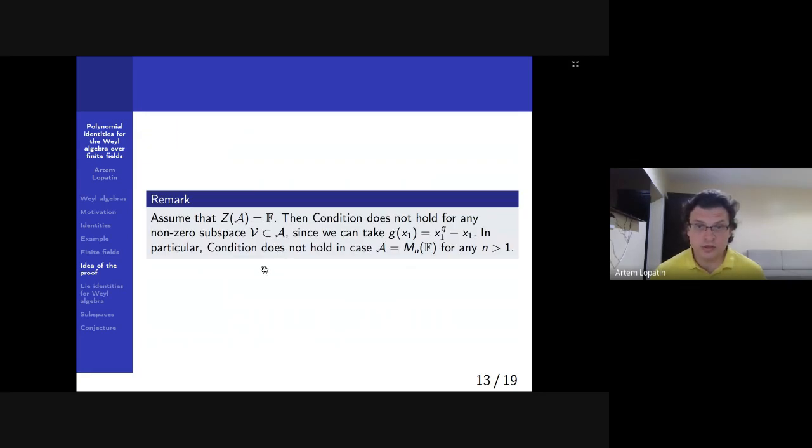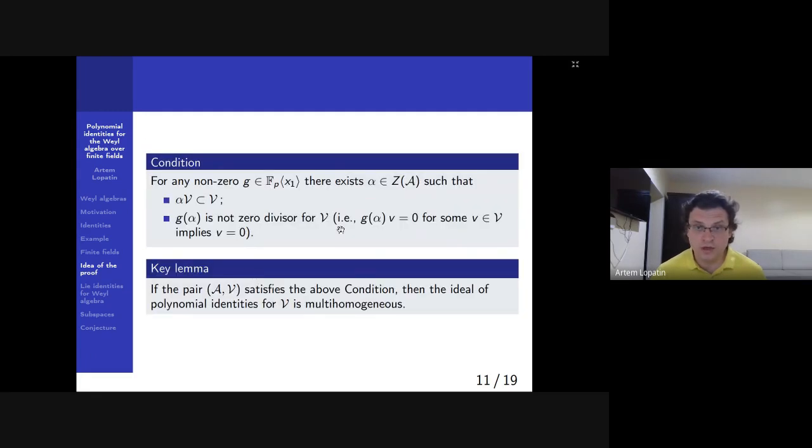Another remark which shows that this condition doesn't hold in certain cases. For example, we can consider an algebra which has center equal to the field F. Then we can take this polynomial, and V a non-zero subspace, and we obviously obtain that this condition doesn't hold. So obviously this condition doesn't hold for matrices. Essentially, for this condition to be valid, we need the algebra to have a big center, because if the center is just the field F, it never holds.